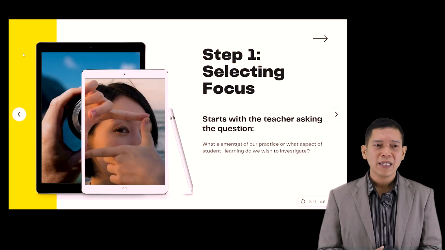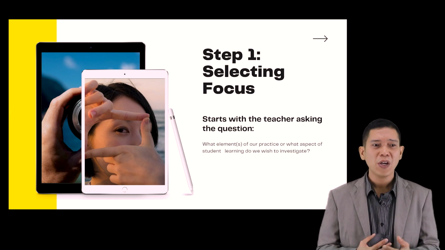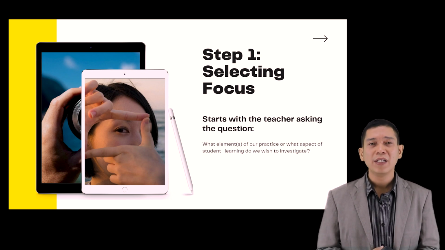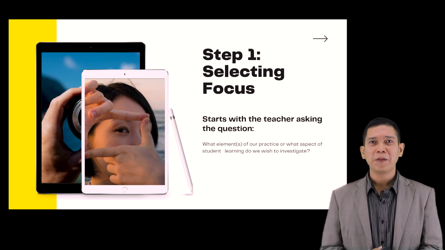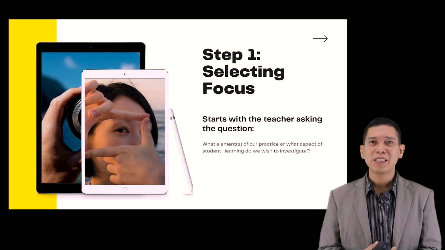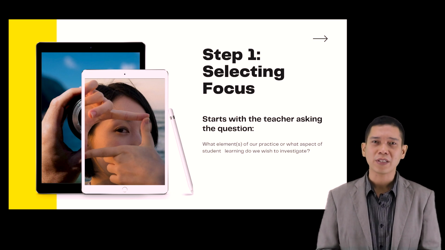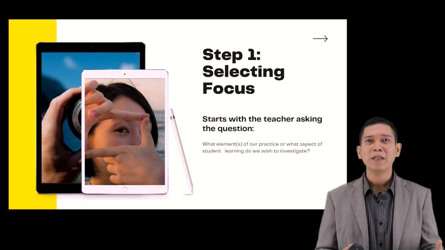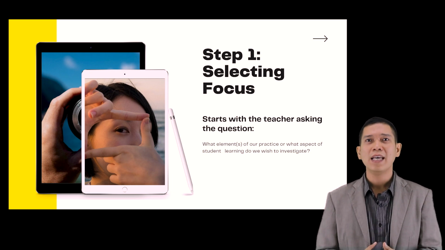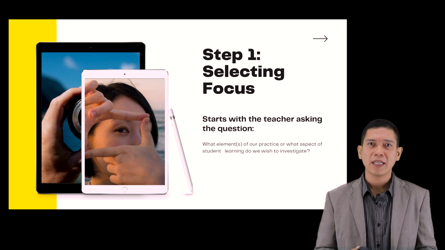Selecting the focus. It starts with the teacher asking the question. This is a very important question we ask. What elements of our practice or what aspect of student learning do we wish to investigate? Well, doing the educational process is a very complex one. We see that we are dealing with human beings, and human beings are very complex creatures, right? So they think differently, people think different from each other. We are all unique. So it's very important that we put into context what we are studying.